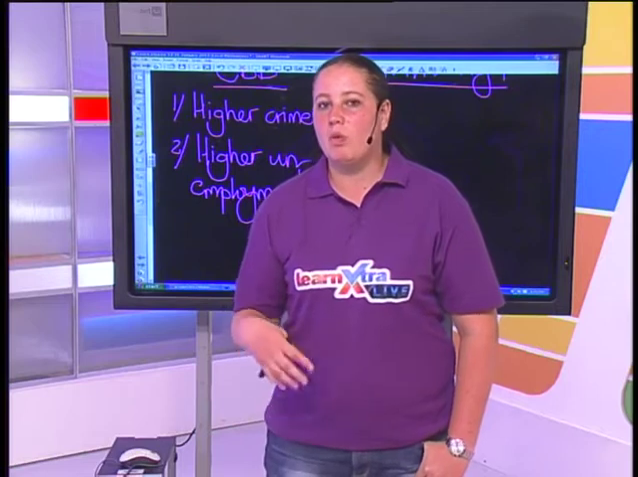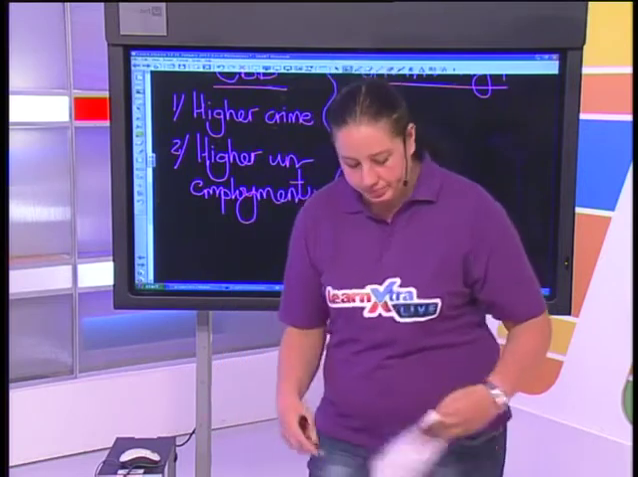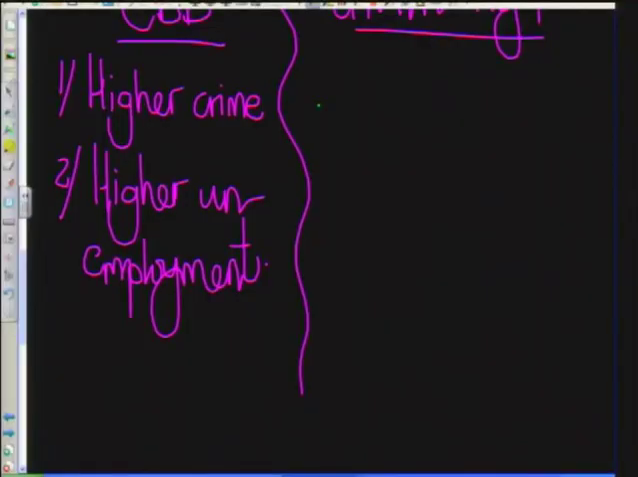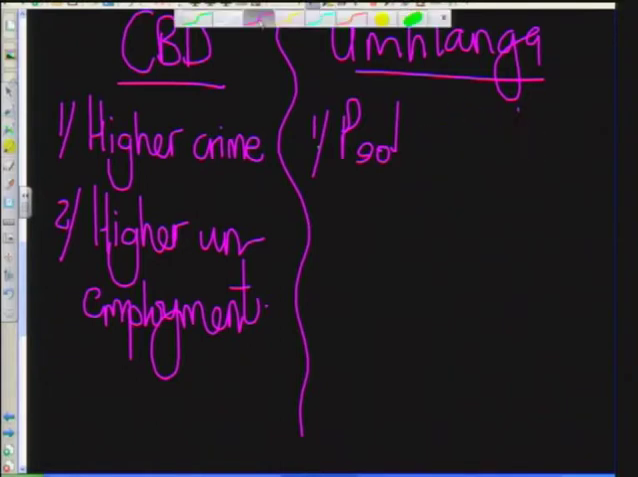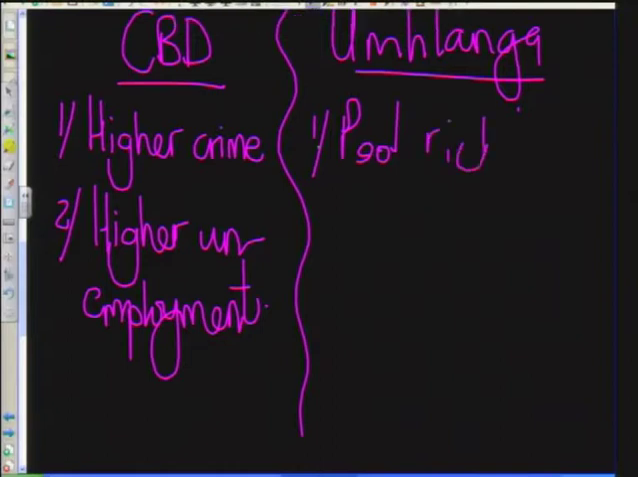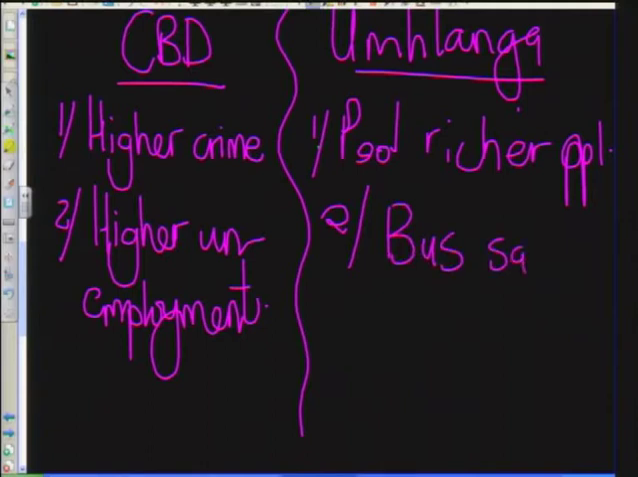Let's look at what it would benefit if she goes into Umhlanga. So if she goes into Umhlanga, there would be a pool of affluent customers. So, to make my life and your life go much quicker, a pool of richer people. And I'm going to abbreviate that. Please don't do that. And second one, the business itself is in a safer area.